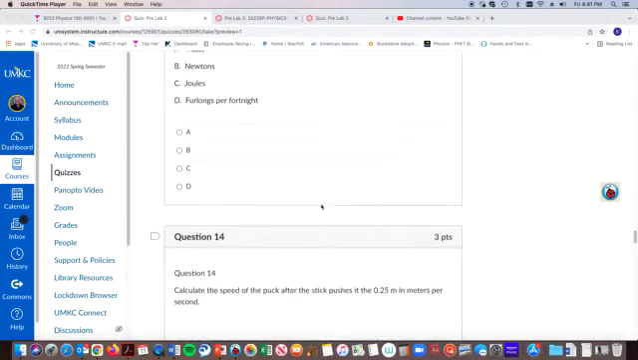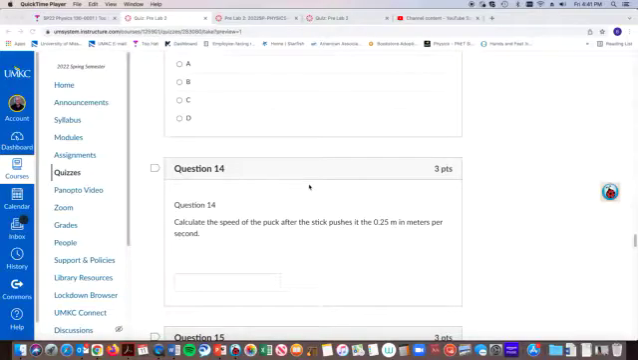Okay, and then question 14, that's what we're going to try and answer here quickly, because these things should stay around 2 to 3 minutes, and I'm kind of windy anyway. So calculate the speed of the puck after it is pushed 0.25 meters. We're going to find its speed in meters per second. In fact, I'll say this will be problems 11 and 14 that we looked at. Okay, so let's take a peek here.